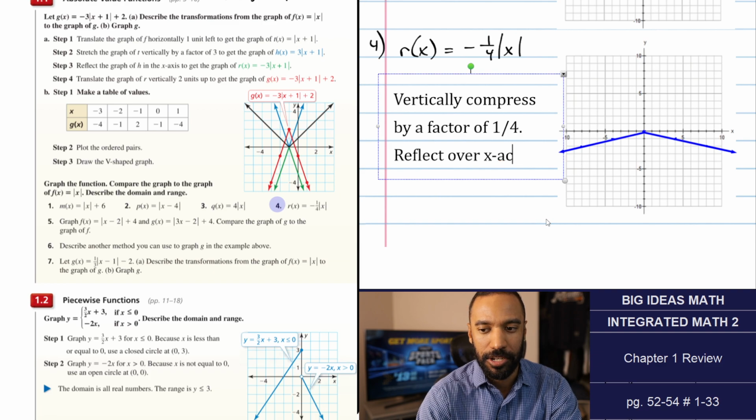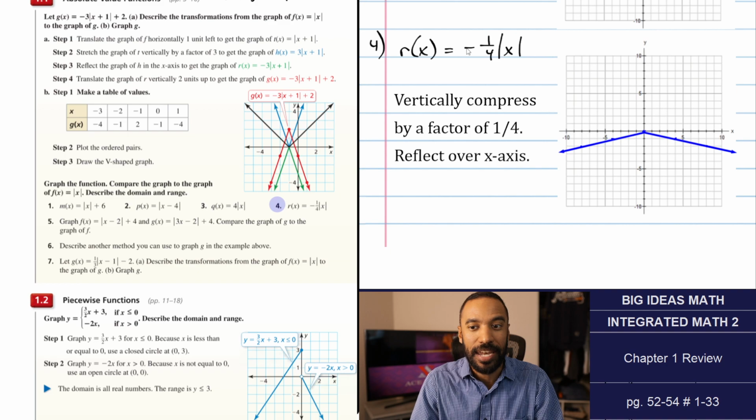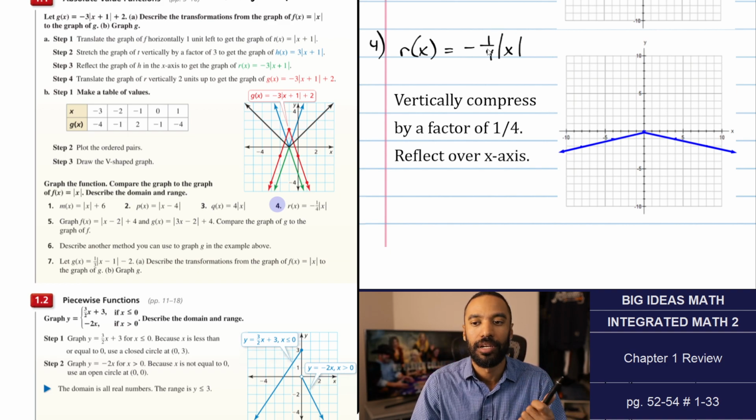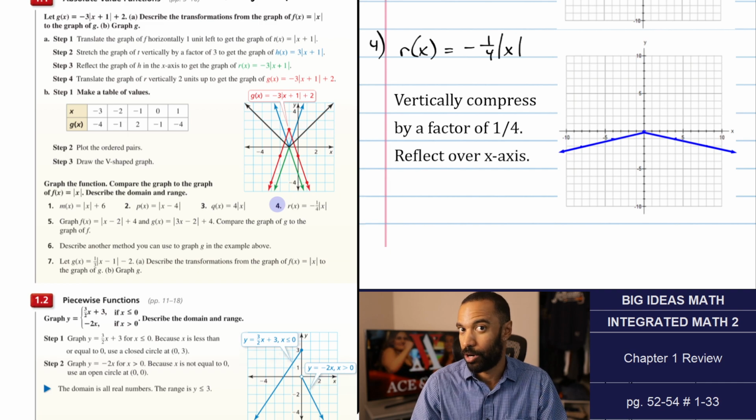Now, I probably should have said the reflection first. That actually doesn't matter, but I like to go from left to right. So the negative has to do with the reflection. The 1/4 has to do with the compression, and everything else is the same from the origin, and that would be that one from the original graph. So those are the first 4.